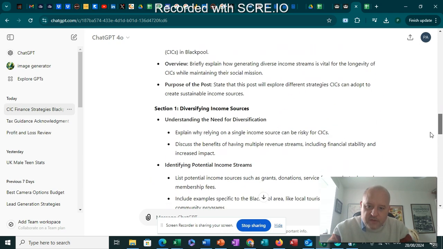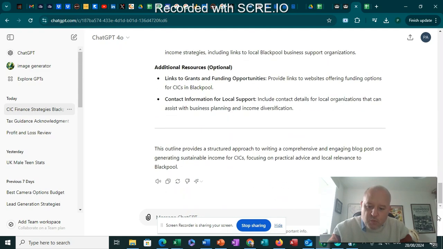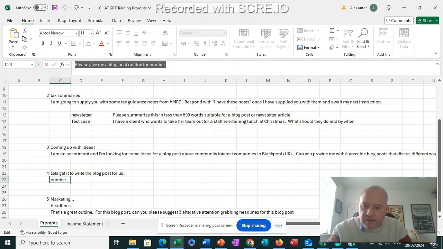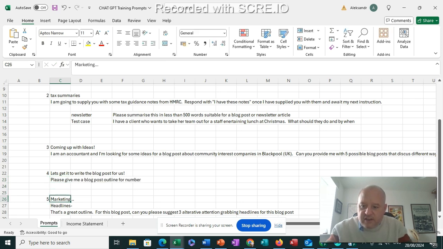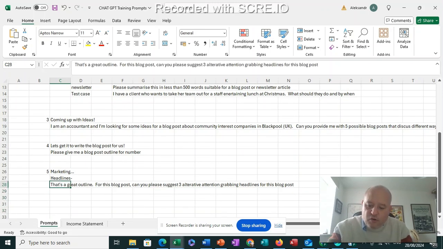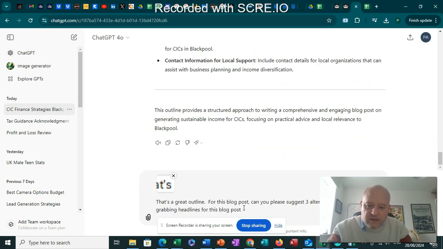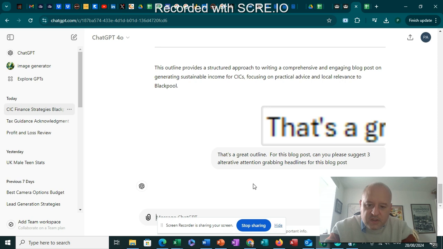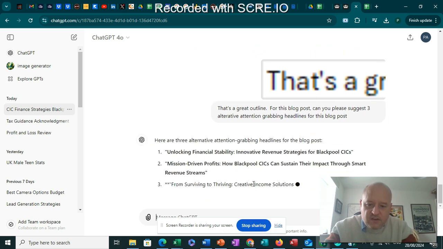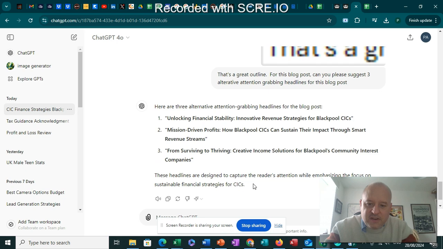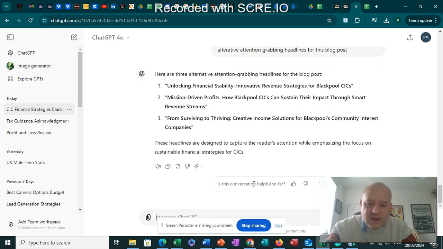Looks sensible. And what we can do finally, just as the last thing, is say, that's a great outline for this blog post. Can you please suggest 3 alternative attention-grabbing headlines for this blog post? Okay. Unlocking financial stability. Yeah, there you go. Mission-driven profits, from surviving to thriving. Something to really hook the audience's attention.